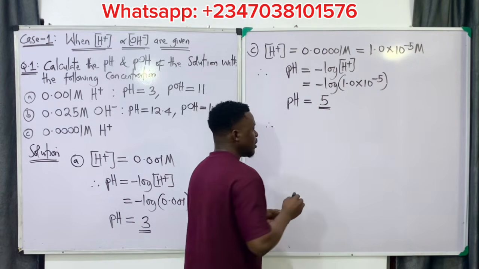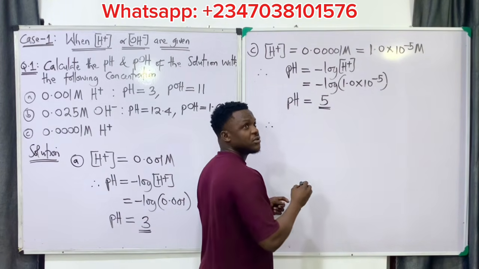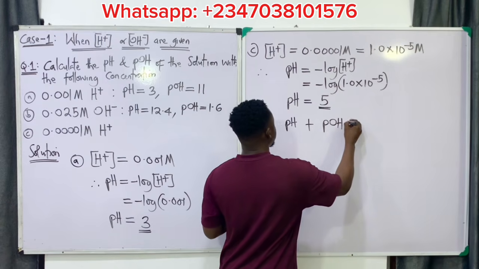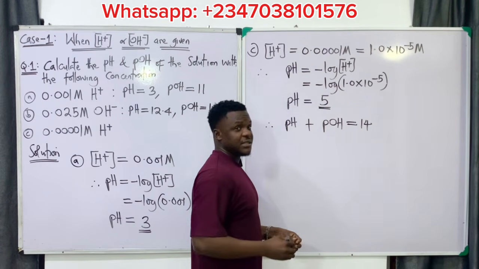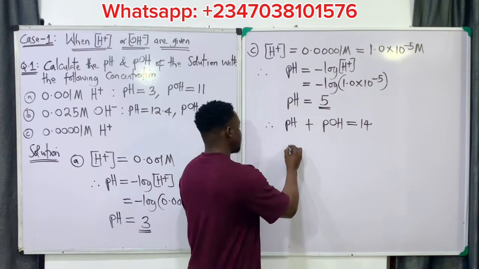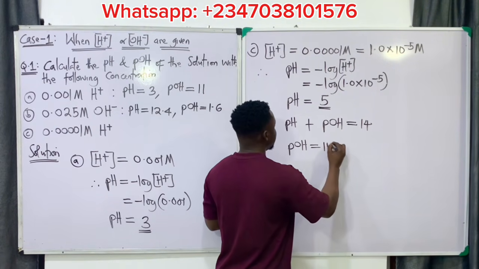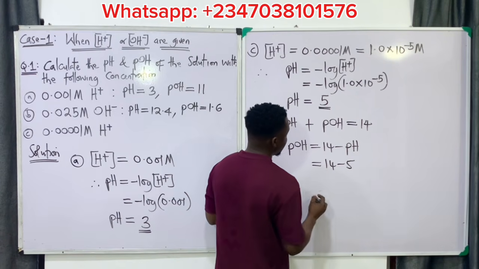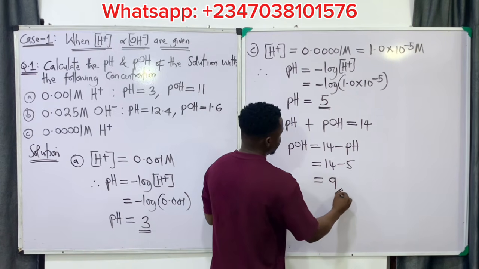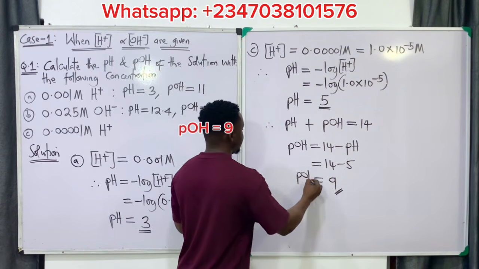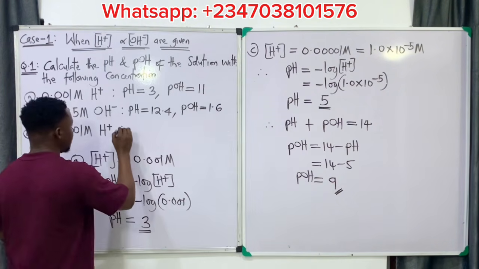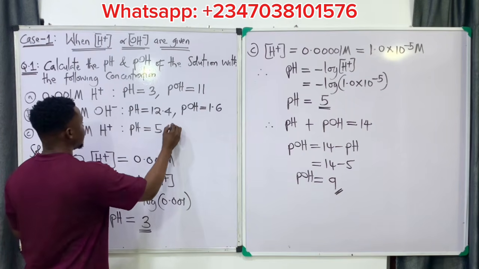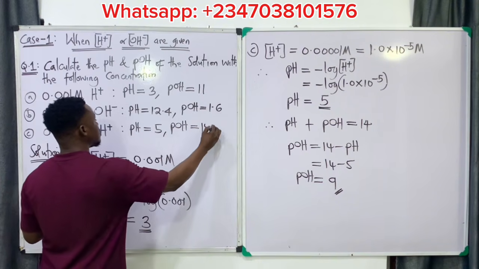So we'll now say, what is the relationship between pH and pOH? So this becomes pH plus pOH is equal to 14. We already have pH, so our pOH becomes 14 minus pH. So this is 14 minus 5, and the answer is 9. Okay, so we have pH equal to 5, pOH equal to 9.